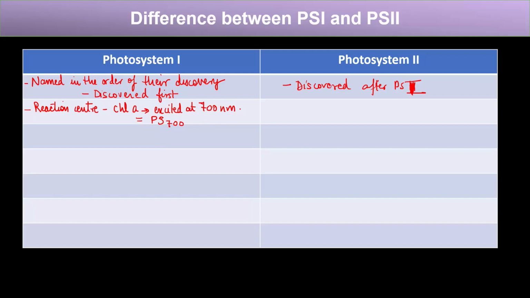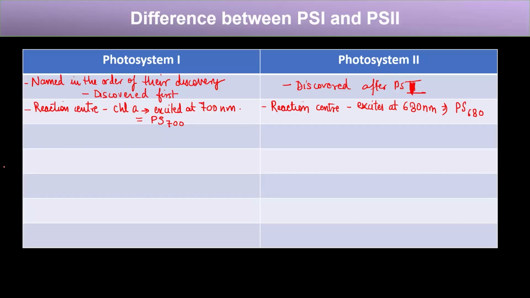Okay. Now, what kind of reaction center does photosystem 2 have? The reaction center in photosystem 2 gets excited at 680 nm. And because of this, it is known as PS680. So the reaction center of photosystem 1 is also called PS700, and photosystem 2 is called PS680. And now we know the reason.